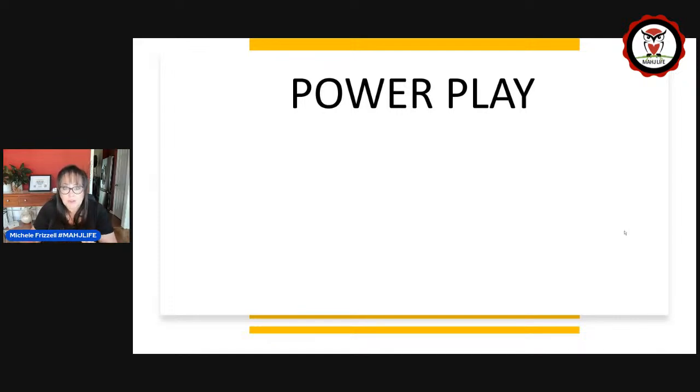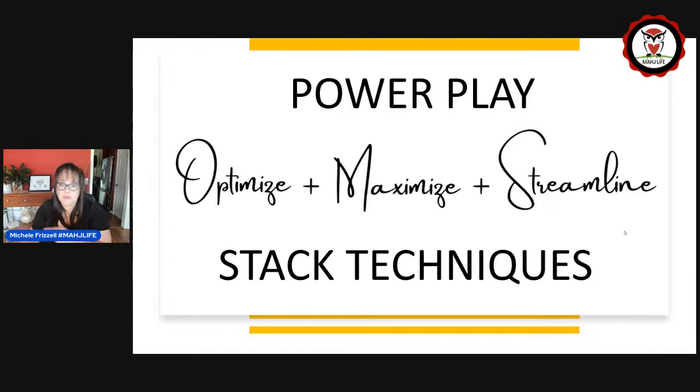Here's a power play that you can consider. Do all 3. Stack the techniques. Optimize, maximize, and streamline to give you that power play. Sometimes you might just optimize. Sometimes you might just maximize until you're able to optimize. And then sometimes you don't need to streamline. Maybe your hand is strong enough through optimization and maximizing using most of your tiles, so you don't really need to think about streamlining. It depends on the development of the hand and the phase of the game. But consider stacking these techniques to give you the power play.